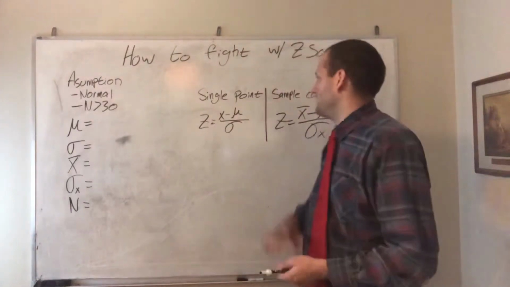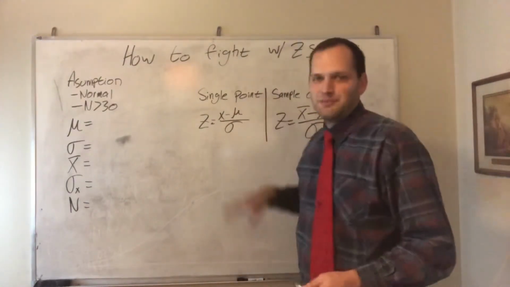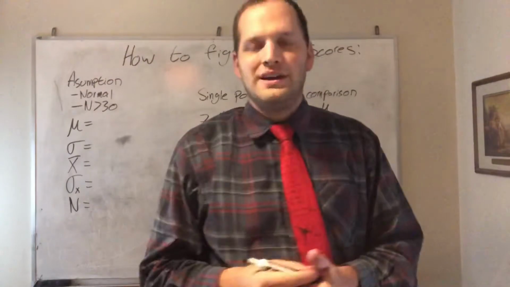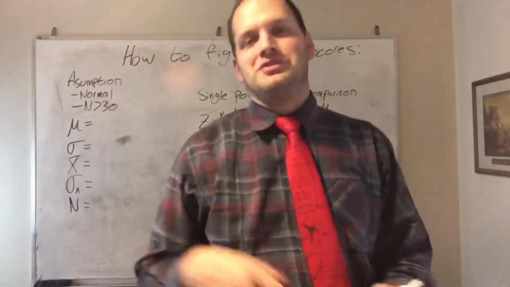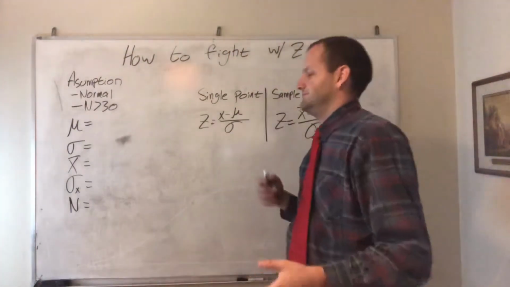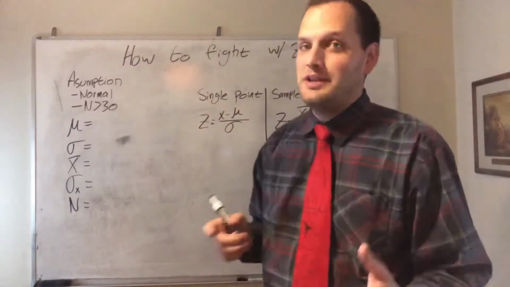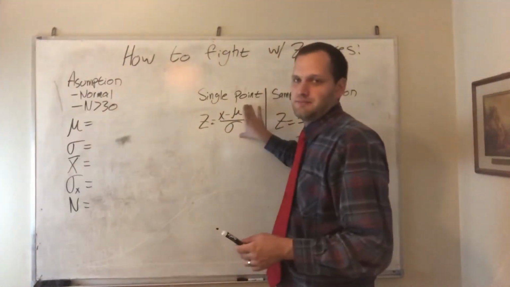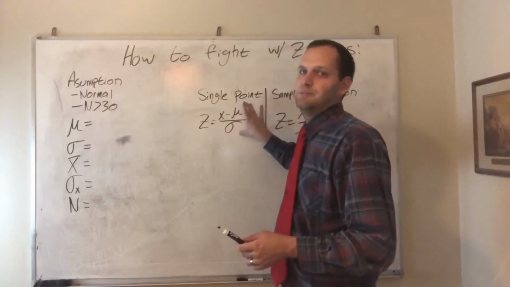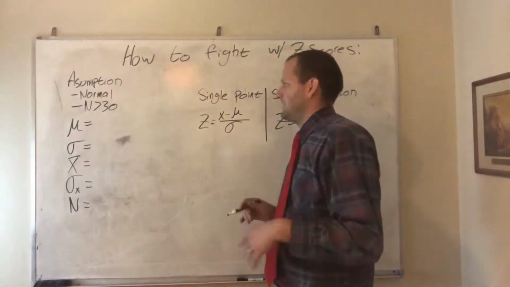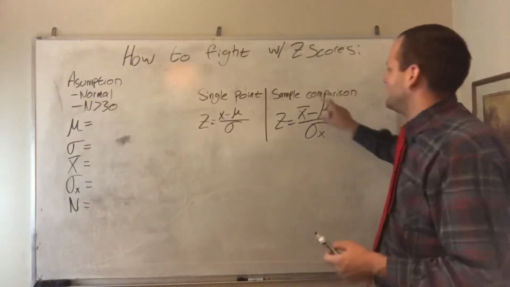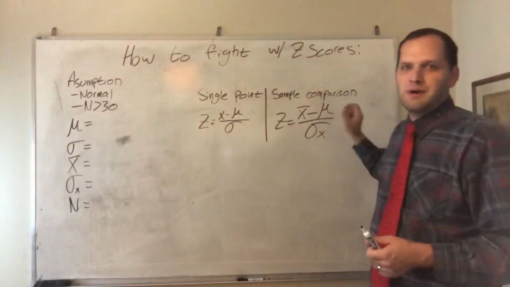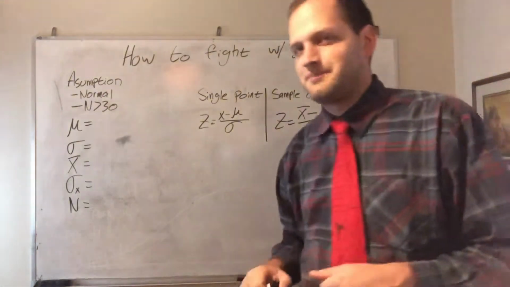Last time we learned about z-scores using a single point, so you've got one piece of data, just looking at your sister, just looking at your brother, just looking at one instance with a car, just one set of data. One data point compared to the one set of data. Today what we're going to do is take a sample and compare it to the population, or compare it to a claim.